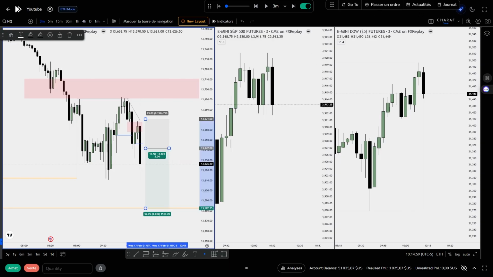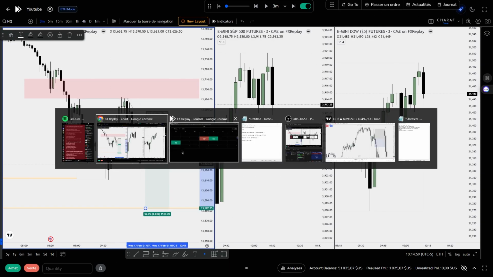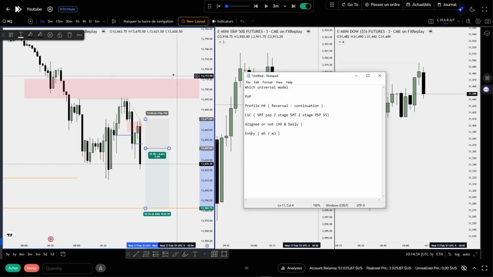Oh, again, wait. Block now. The nose that we got. Okay, this one. Universal model. Internal to external. Phase of price. We'll start a new expansion profile. We're aligned with that 10 a.m. candle. Kraken correlation. We do have in one stage. We do have just a one stage.